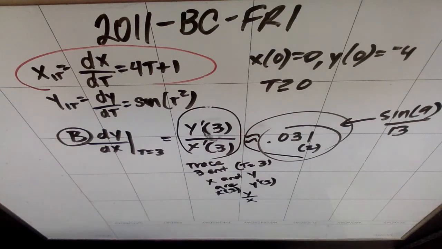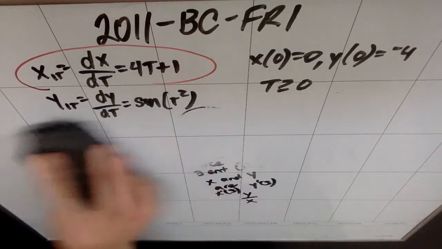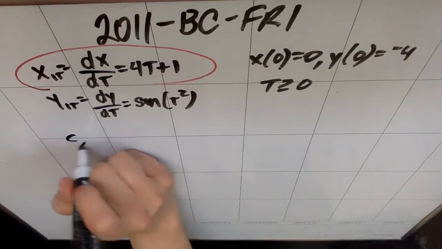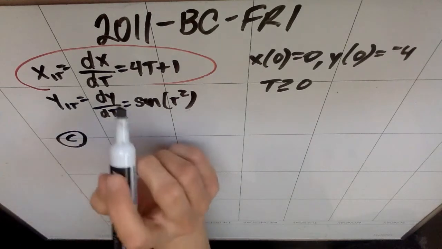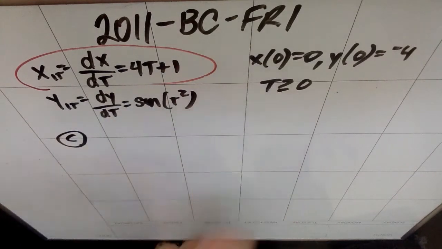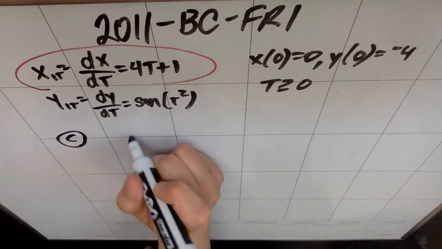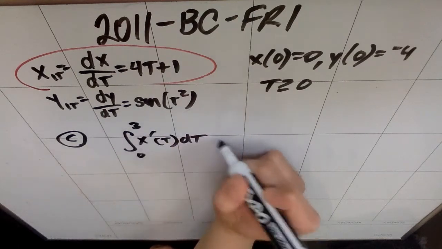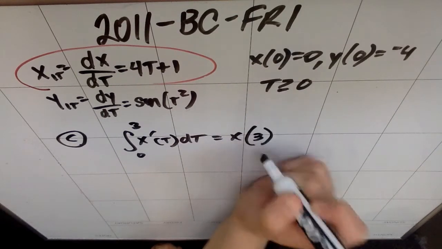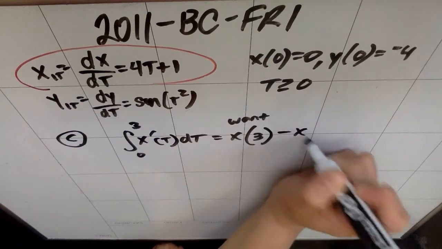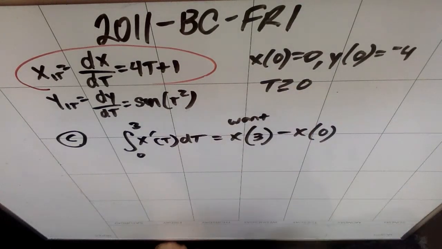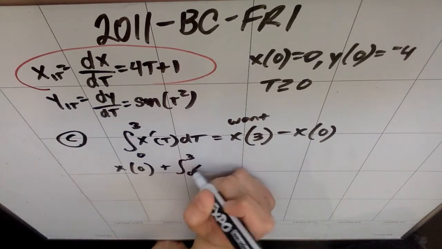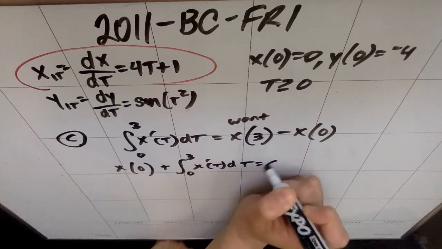Find the position of the particle at time t equals 3. Okay, so this is using that first fundamental theorem of calculus, right? When we talk about C, if I integrate x prime of t with respect to t from 0 to 3, because they said at 3, based on the first fundamental theorem of calculus, I would get x of 3, which is the value that I want, minus x of 0, which is a value that I was given at the top of the problem. So essentially what I'm going to do is add x of 0 plus the integral I'm going to make my calculator do, and that'll give me x of 3.